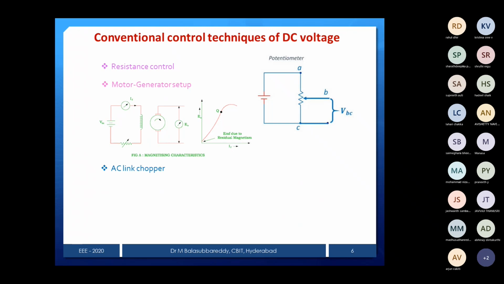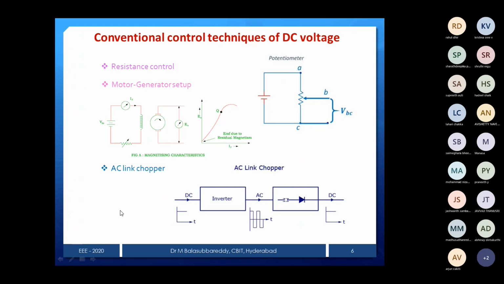Another one is the AC link chopper. Suppose you have the input as a DC supply. If the input is DC, you use an inverter. So what is the function of an inverter? You must remember all five controllers' functions. One is phase control, another one is chopper, then AC voltage controller, then cycloconverter, then inverter. So these are the five controllers, and you must remember the functions of these five controllers.